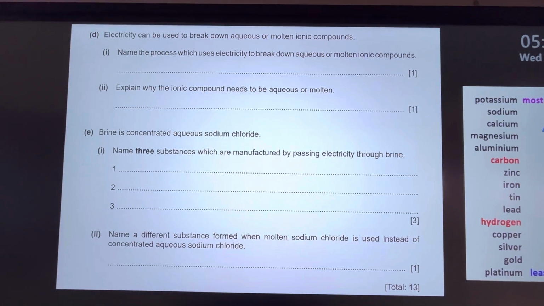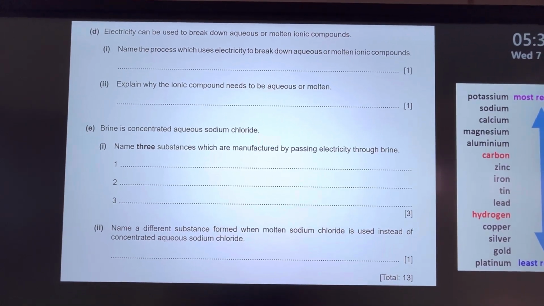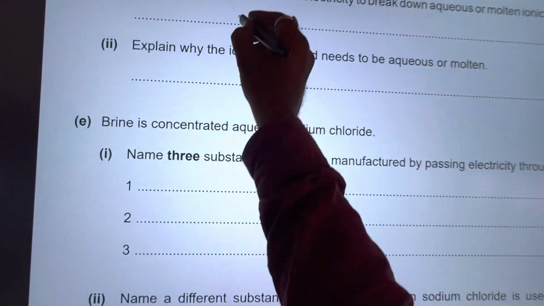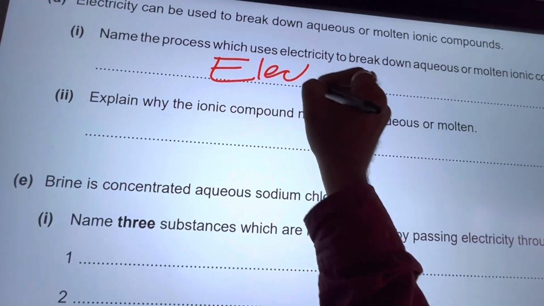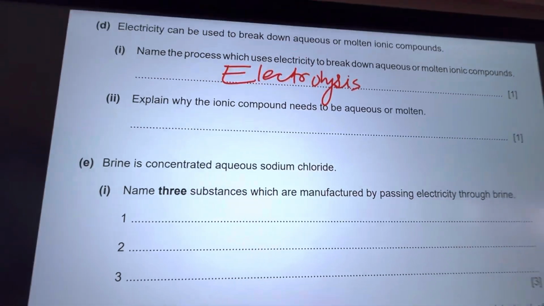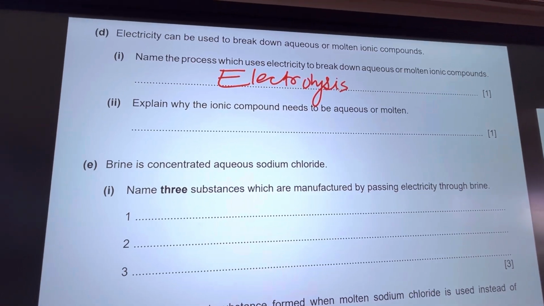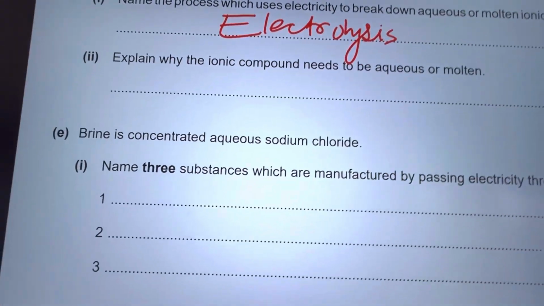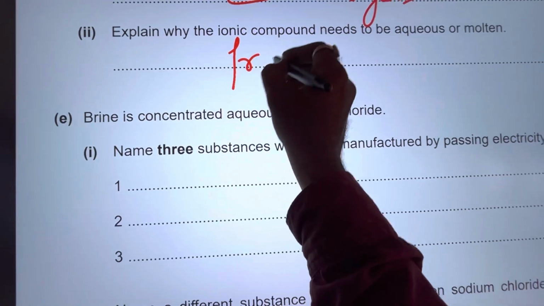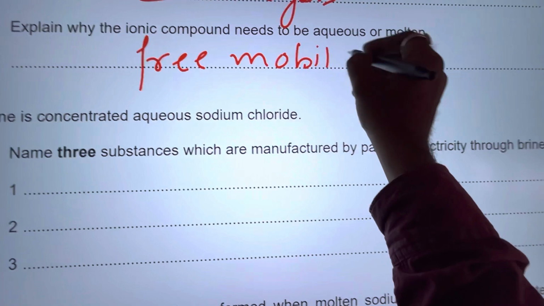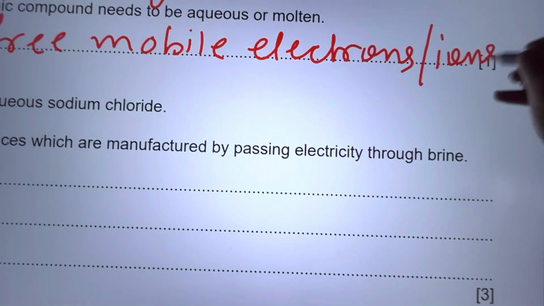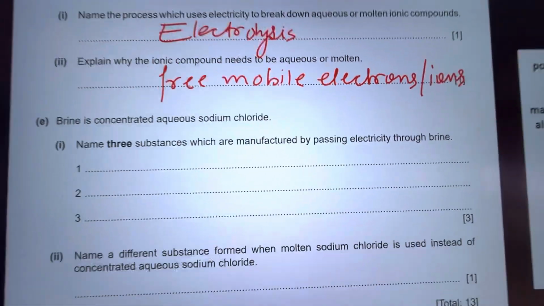Next, electricity can be used to break down aqueous or molten ionic compounds. Name the process which uses electricity to break down aqueous or molten ionic compounds. Everyone knows this is very simple. In short, they have given the definition of electrolysis, so you'll get 1 mark. Explain why the ionic compound needs to be aqueous or molten. We are doing electrolysis, so we require free mobile ions, or electrons. Both are accepted.